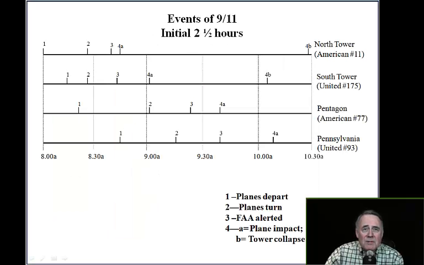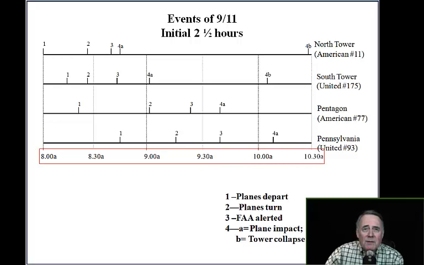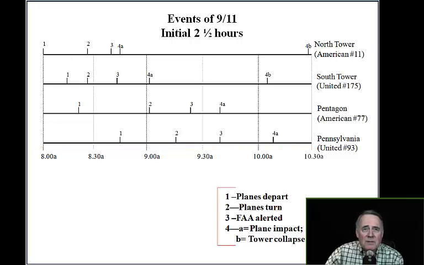Here's a schematic showing the timelines of key events for the initial 2.5 hours. Note on the right, beside each timeline, is the target and the airline flights. Below these lines are the times in 30-minute increments. The numbering of events specifies which event, including plane departure and turn times, when the FAA was alerted, and the times of impact and the time when the towers collapsed.